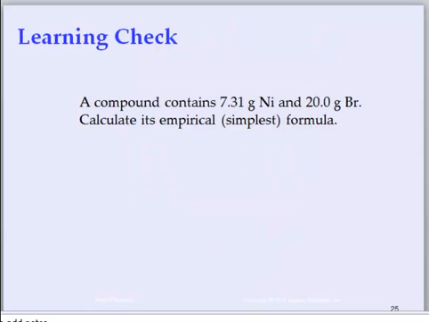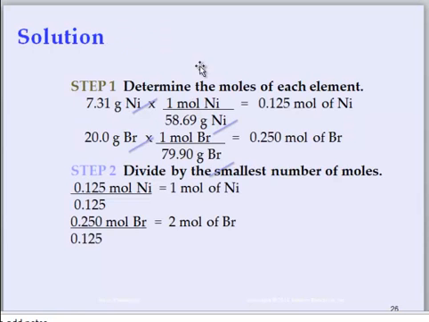Now let's look at a problem and try to solve this. A compound contains 7.31 grams of nickel and 20 grams of bromine. What would be the simplest empirical formula? Now, in order to do that, we would have to first convert the grams of nickel into moles of nickel, because you can't use grams in empirical formula calculations. So notice up here, we set the conversion of grams to moles by what we learned in the previous section. One mole of nickel equals approximately 59 grams of nickel from the periodic table.